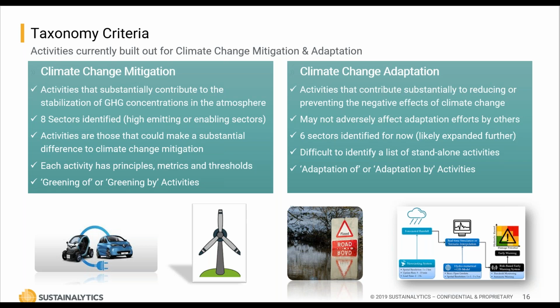When you look then at climate change adaptation, these are activities that substantially contribute to reducing or preventing the negative effects of climate change. Right now, 6 sectors have been identified, but it's likely that more will be coming. With respect to climate change adaptation, a standalone list of activities and quantitative criteria has not been produced, as this is difficult to do, as climate change adaptation is seen as something that is context and geography specific. The TEG instead has taken more of a principles-based qualitative approach.